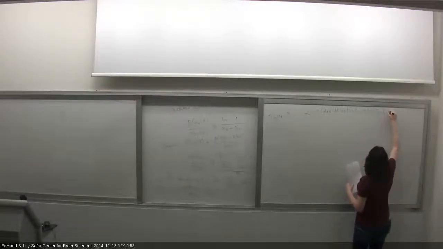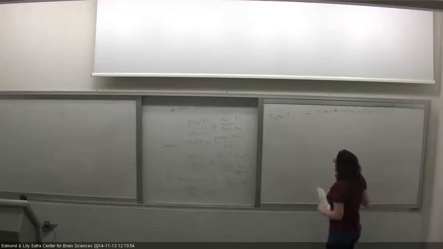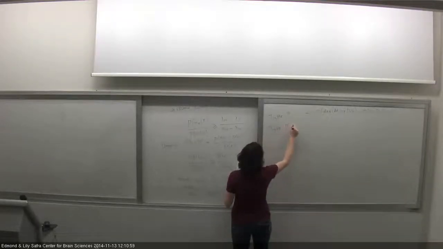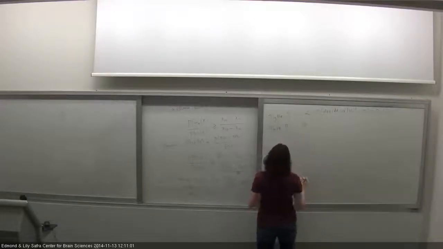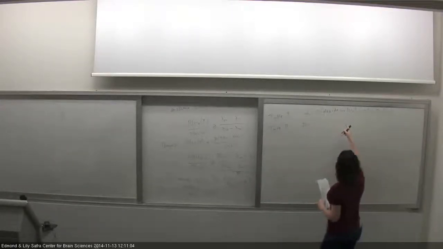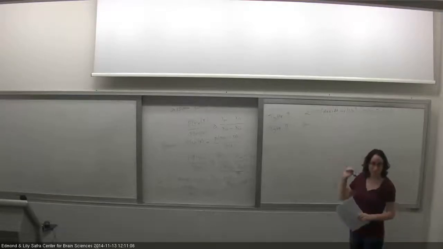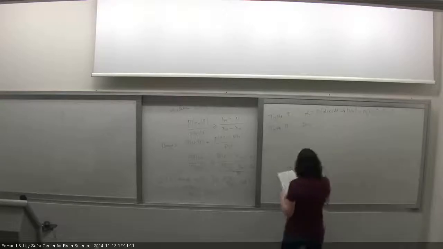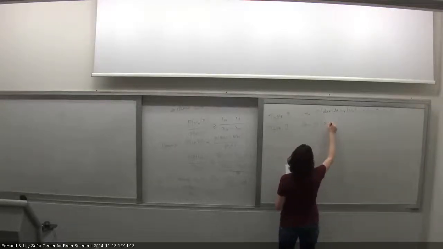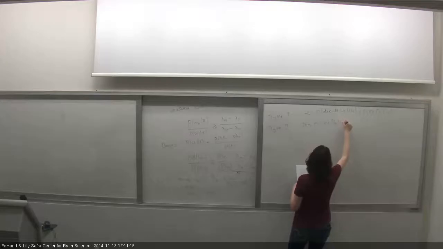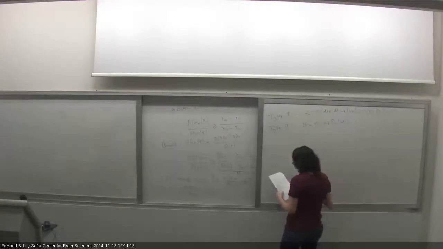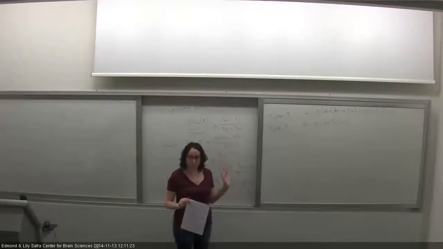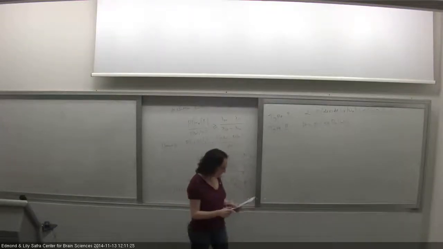And we define the type 2 error as beta, which is the probability of deciding omega 0, given that the true state is omega 1. This is simply the probability of x in D0 given omega 1. This is clear so far. Okay, so let's see an example.